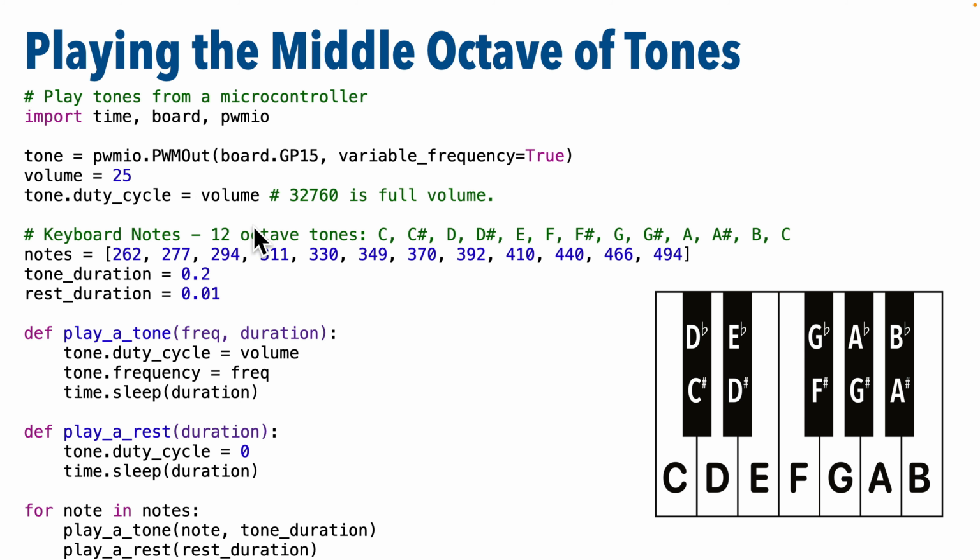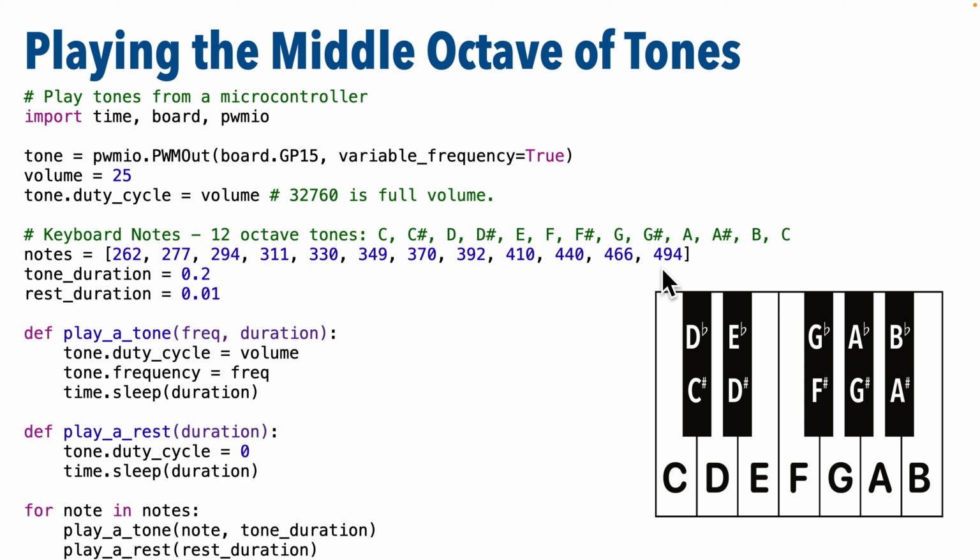Now down here I have a list of 12 integers in a list called notes. These are the frequencies for the 12 notes that you'll find in the middle octave of a conventional piano. The first value at index 0 is middle C, sometimes called C4, and that has a frequency of 262 Hertz. D flat or C sharp is 277 Hertz, D is 294, all the way up to B, which is 494.